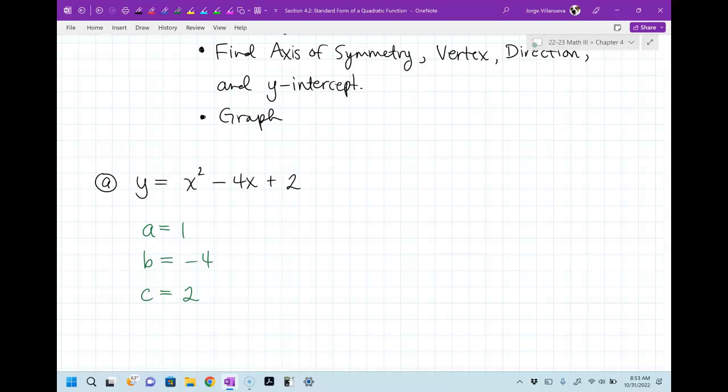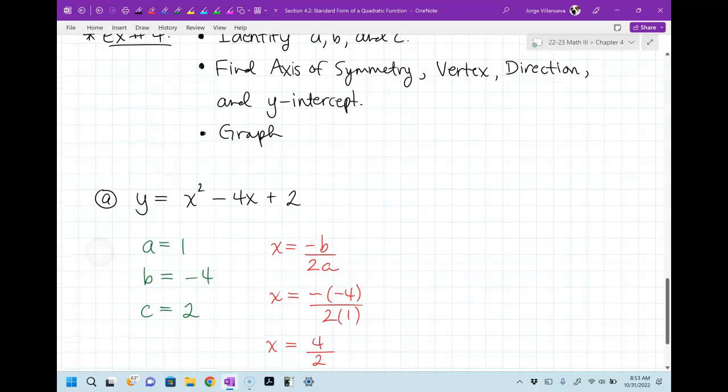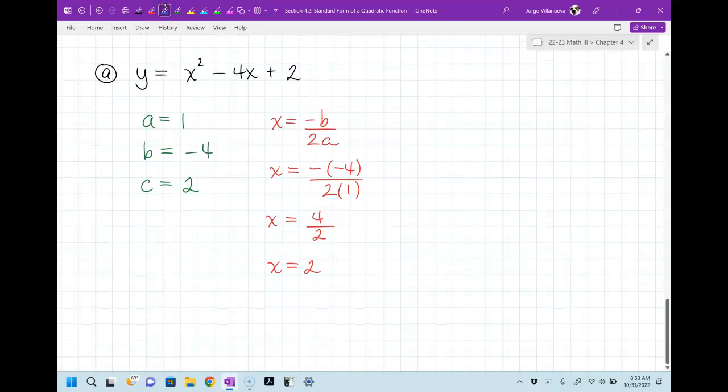Second, find the axis of symmetry. So, axis of symmetry, x equals -b over 2a. Well, my b value is -4, so it's negative of -4 over 2 times a, which is 1. So x is equal to 4 over 2. So x is equal to 2. After my axis of symmetry, they said, find your vertex. So here we go, finding my vertex.